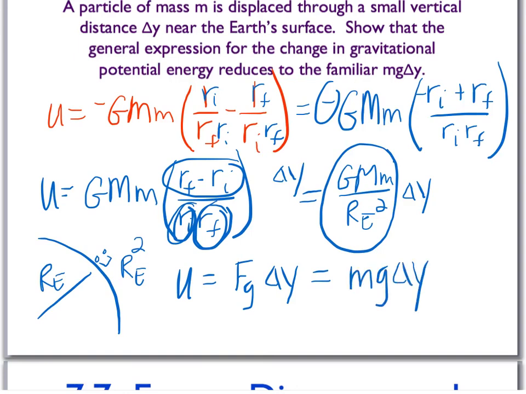So you can see from this quick analysis that utilizing the GMm over r does in fact simplify down to mg delta y when you're close to the surface of Earth, but the real power of this equation comes in when you come to distances that are much further away from the surface of Earth and are looking at larger bodies like Earth and Moon, Earth and Sun, a couple of stars that are some distance from each other. That's where you really find this equation being used.